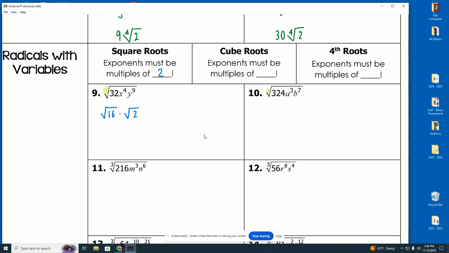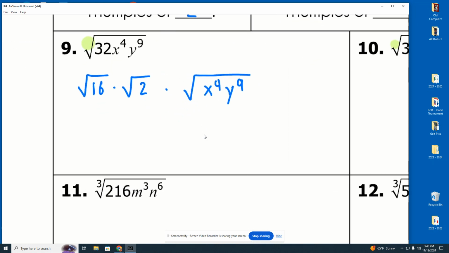16 times 2, okay? And then, of course, we've got the square root of x to the 4th, y to the 9th. Now, as you guys get better at this, then by all means, you can skip the step that we're doing. While I'm teaching this, I want you to see it this way, though, okay? So what happens to the square root of 16? Remember, it's a perfect square. It gets to break out as a whole number 4. But 2 gets trapped inside. Now, I'm leaving a little space here because now we got some variables. So we've taken care of this. This is done, okay? We can move on now to our variables.